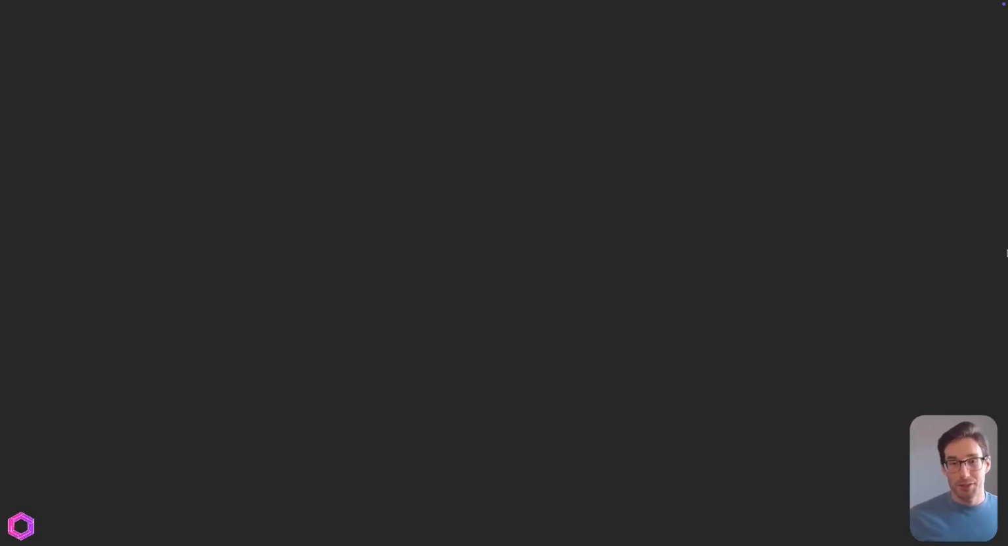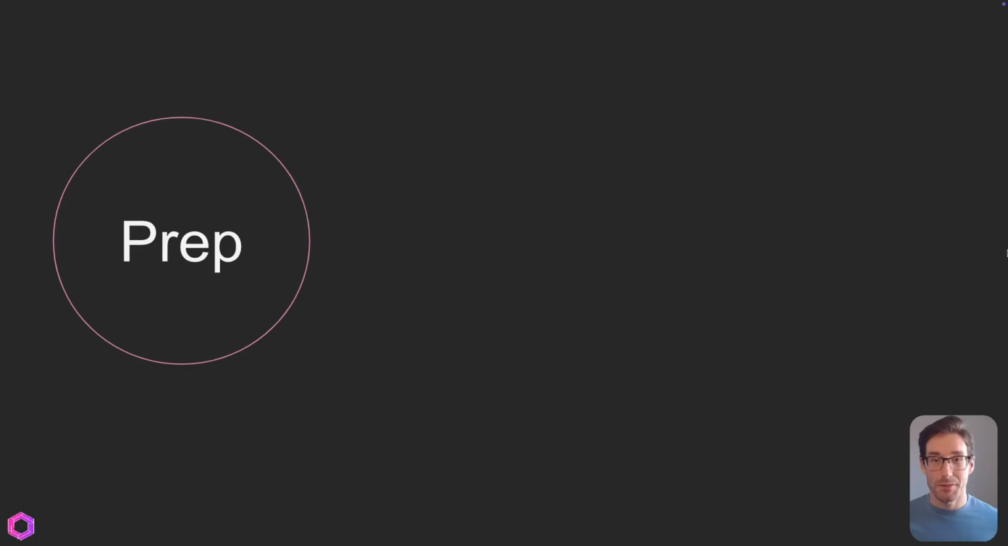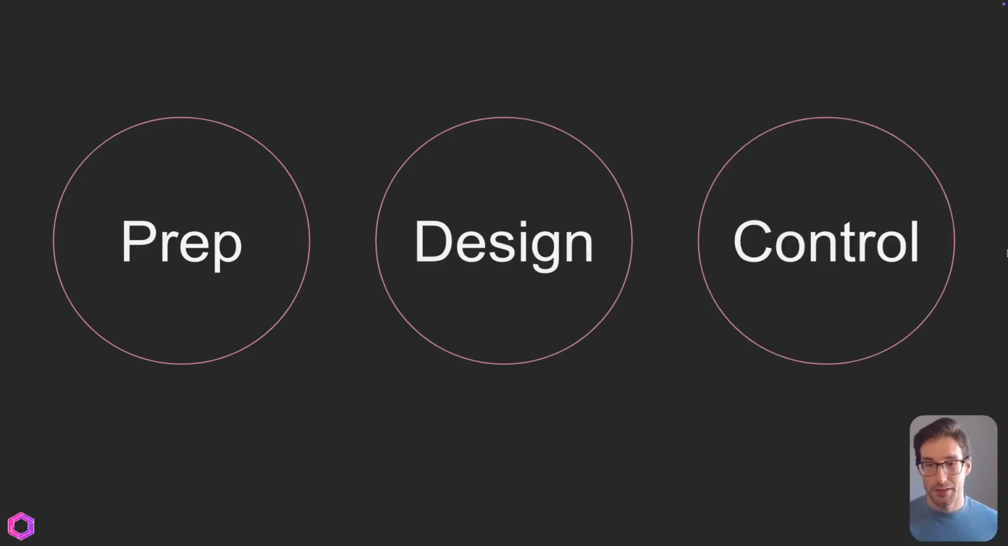With that being said, let's get into the three different processes that you can utilize to build enterprise applications more effectively. All right, so the three steps are simple. We have preparation, then we have design, and then we have control. These are three primary lessons that I've learned from my experience of building enterprise applications with AI.